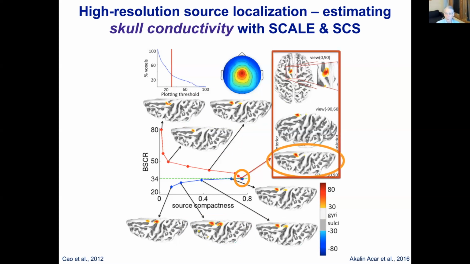And this shows the final localization found for this component process. And the brain to skull conductivity ratio, which for this subject was estimated at 34. It was that 34 that allowed this component estimate to become compact and better fitting the actual map found by ICA.